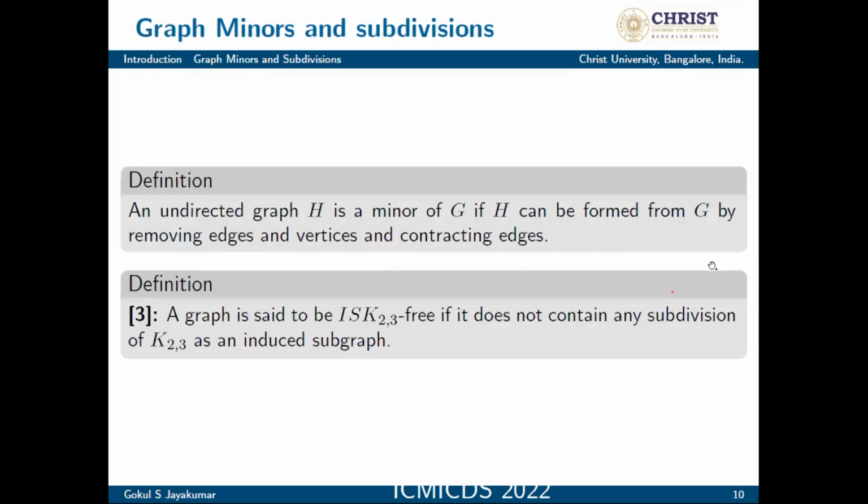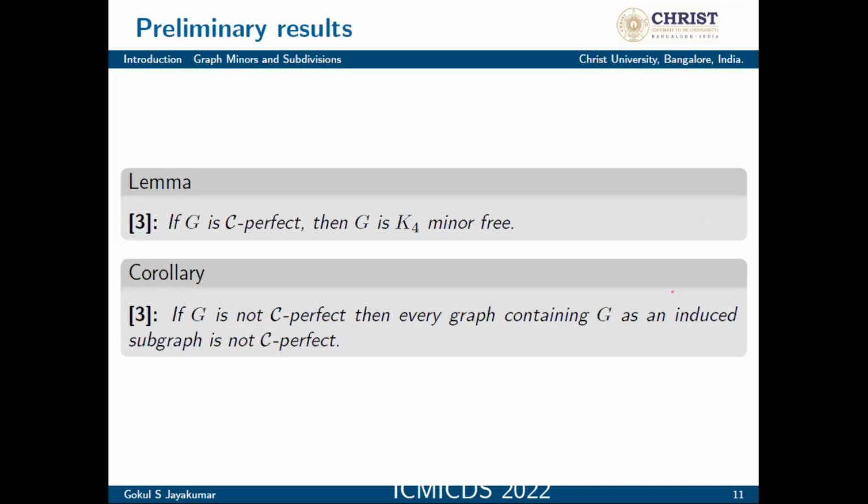These are the definitions of graph minors and subdivisions. An undirected graph H is a minor of G if it can be formed from G by removing edges, removing vertices, or by contracting edges. Induced subdivisions of K23 are graphs, and a graph is said to be IS K23 free if it does not contain any subdivision of K23 as an induced subgraph.